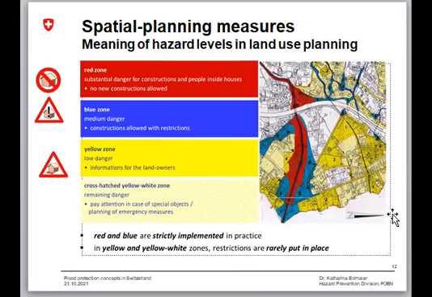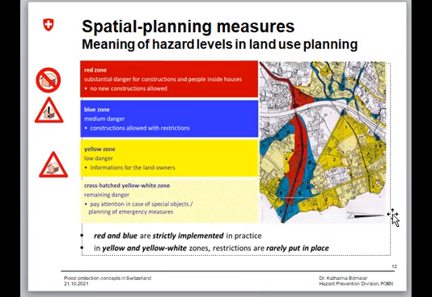We distinguish, after our hazard maps, 4 different zones. The red zone is the area where strong intensities occur. So we can assume substantial danger for constructions and people inside houses. New constructions are not allowed in the red zone. Within the blue zone, we assume a medium danger level. Constructions are allowed, but only with restrictions.